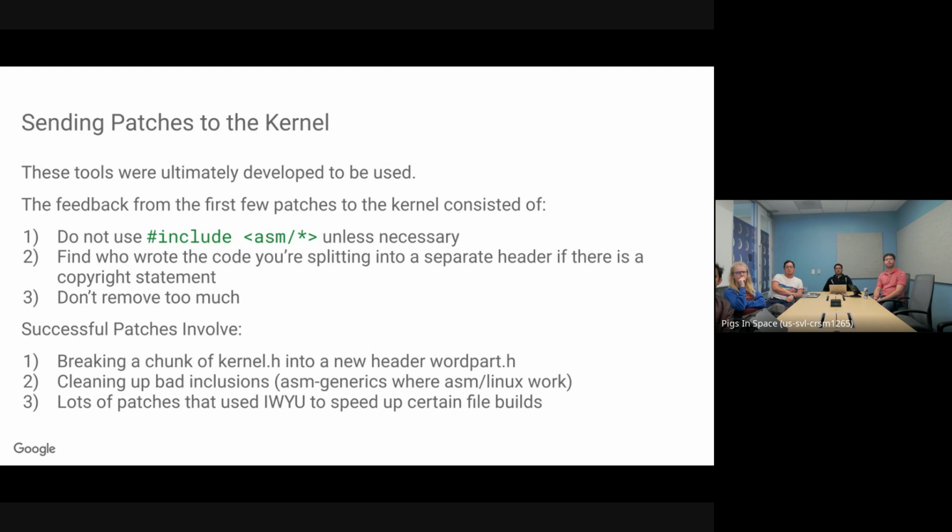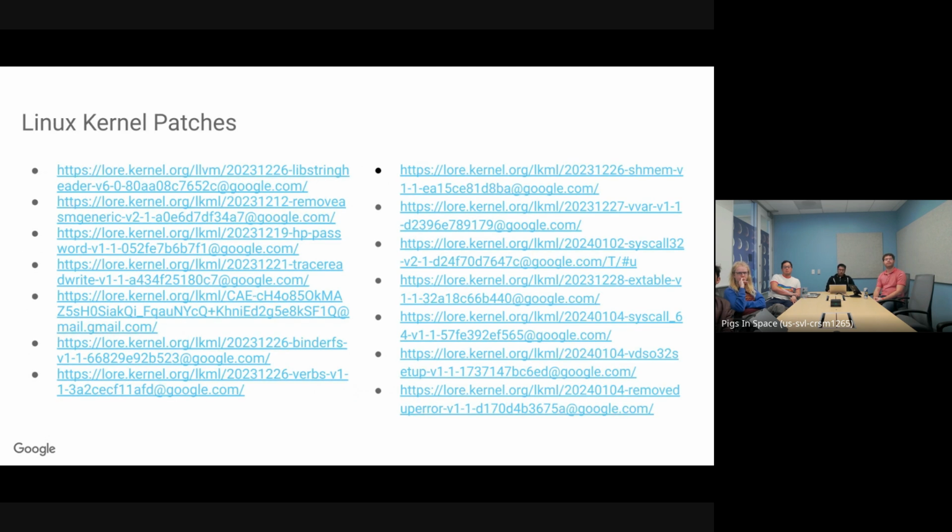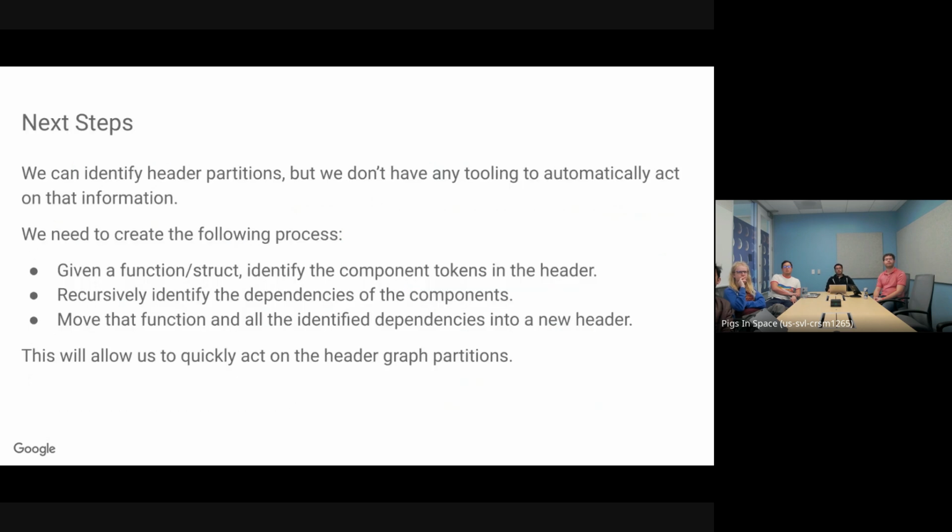So we have had successful patches. We broke a chunk of kernel.h into a new header called wordpart.h. We cleaned up a lot of bad includes, asm-generic headers where asm or linux headers worked instead. And we sent a lot of patches that use include-what-you-use to speed up certain file builds. So here's a bunch of my kernel patches. I think there are 15 of them. A lot of them were just using include-what-you-use, a lot of them were cleaning stuff up, and one of them was partitioning a header.